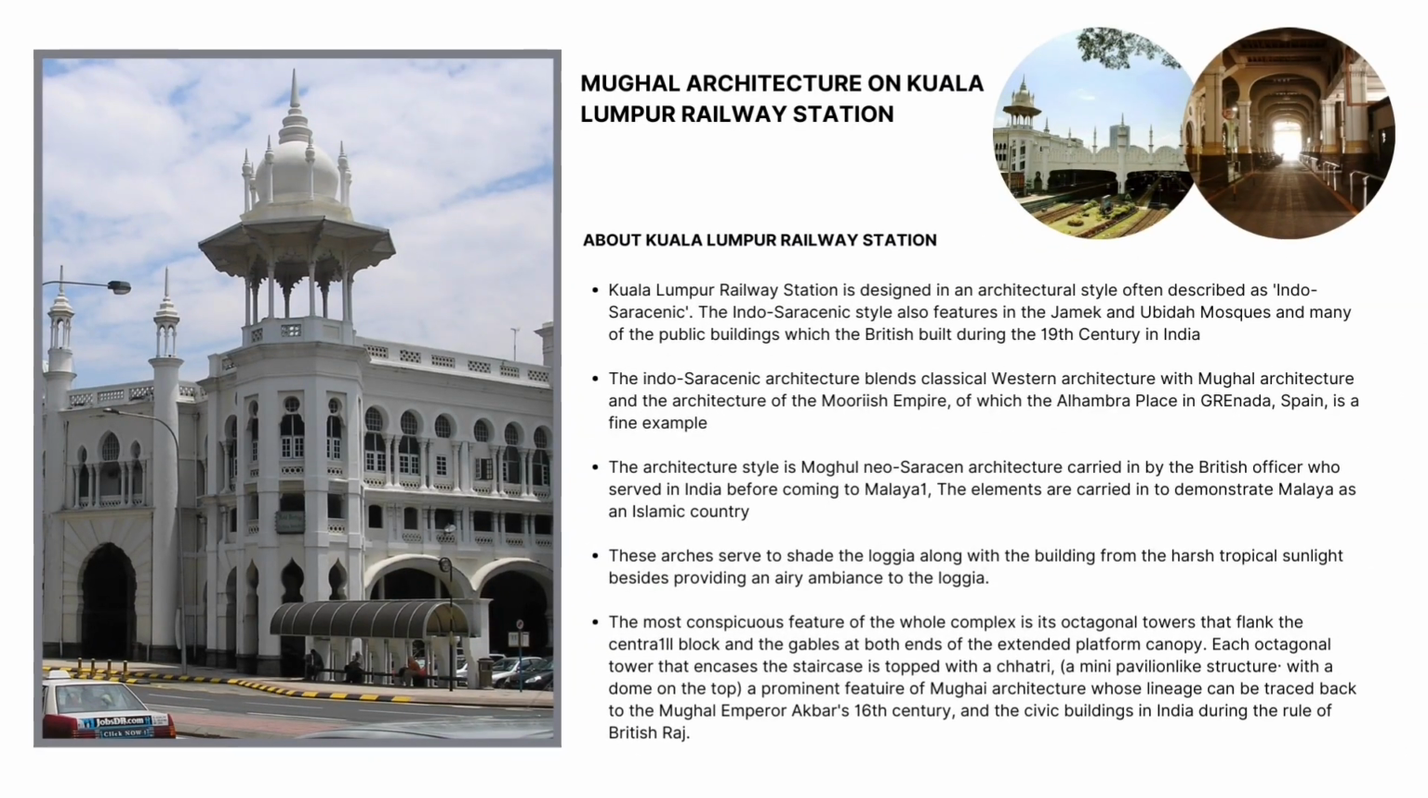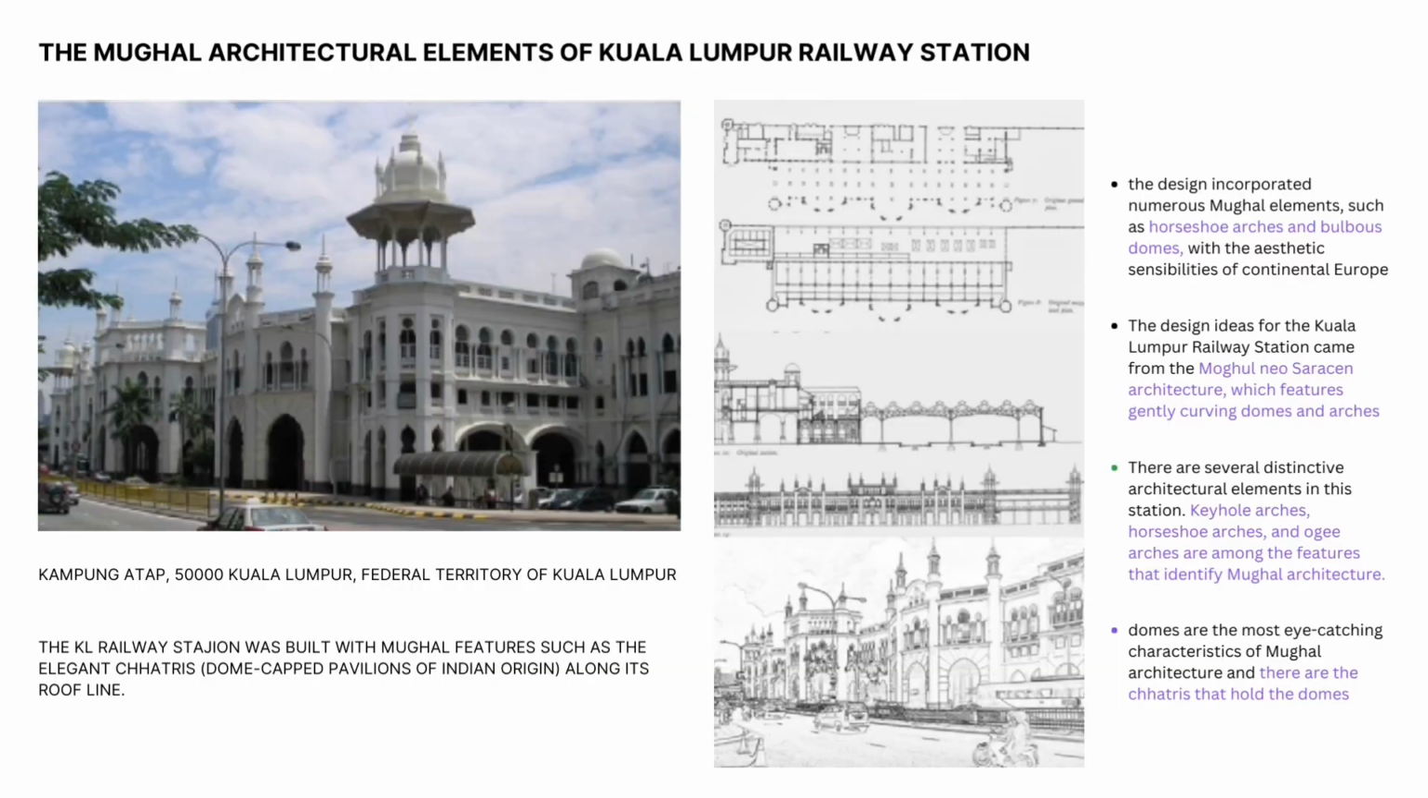Mughal architecture on Kuala Lumpur Railway Station. Kuala Lumpur Railway Station is designed in an architecture often described as Indo-Saracenic. The Indo-Saracenic style also features in the Jamek and Ubudiyah Mosques and many other public buildings which the British built during the 19th century in India. The design ideas of Kuala Lumpur Railway Station came from Mughal Neo-Saracenic architecture, which features gently curving domes and arches.